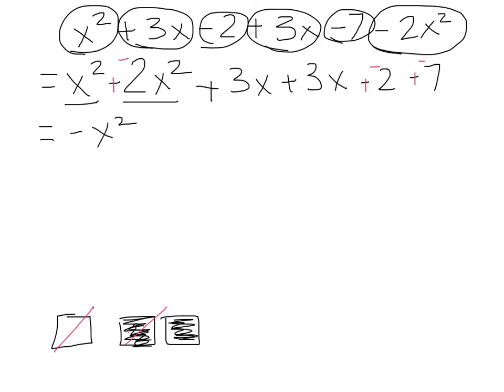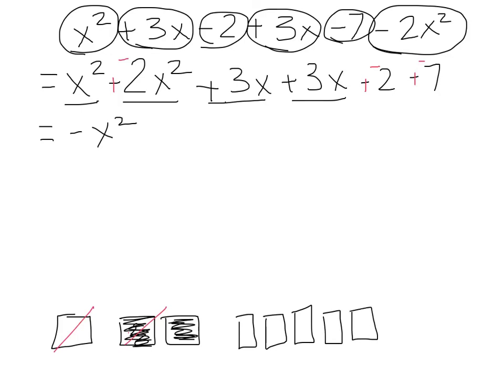And now I'm going to look at my positive 3x plus a positive 3x. So if I need to draw it, I can. 1, 2, 3, and they're positive, so they're white. And now I have 3 more, 1, 2, 3, and they're all positive, so they stay white. So I have a positive 6x.